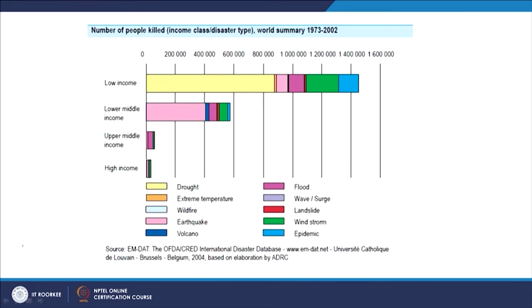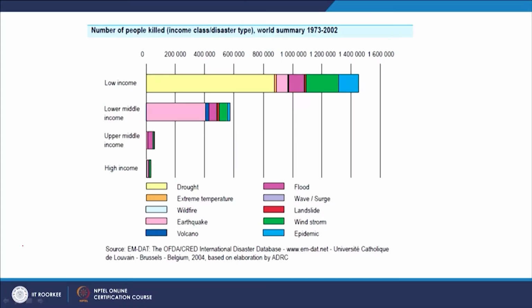If you look into the disaster distributions, different kinds of hazards in different countries, the most affected and killed people are in low-income countries, and the least in high-income countries. So the poorer the countries, the poorer the communities and societies, the more they are affected by disasters than the prosperous, developed nations, societies and communities.